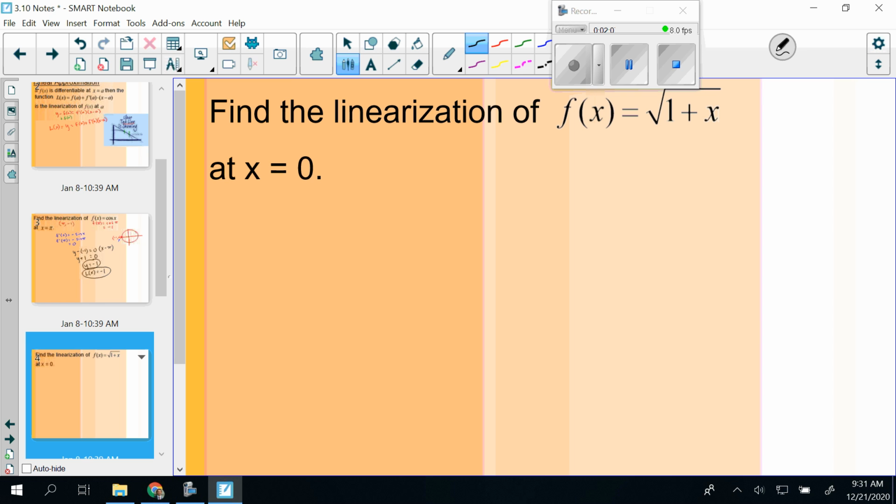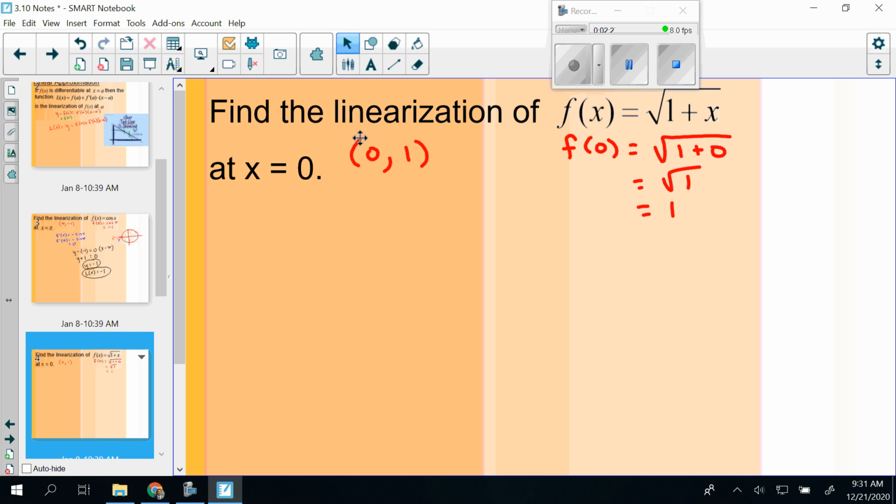All right, let's try another one. Find the linearization of this one. So again, we want a point here. We know the x value is 0. What's the other part of our point? So plug 0 in. So we got square root of 1, which is just 1. So our point's 0, 1.